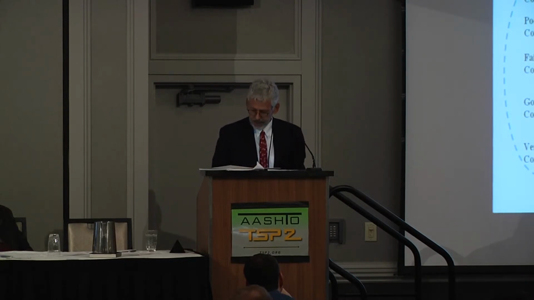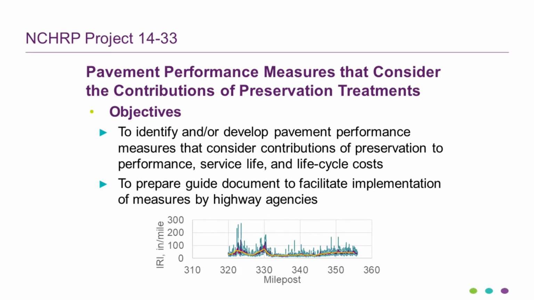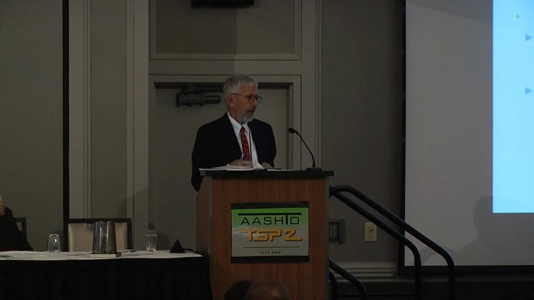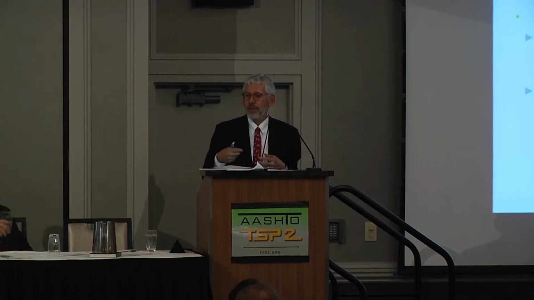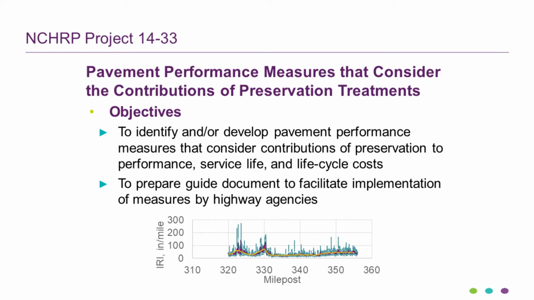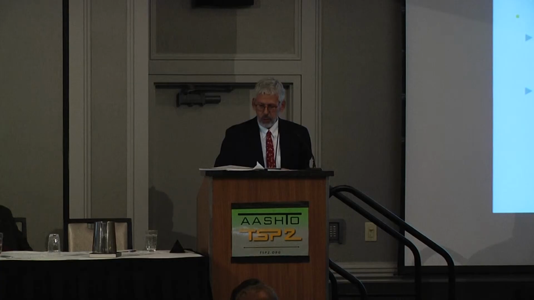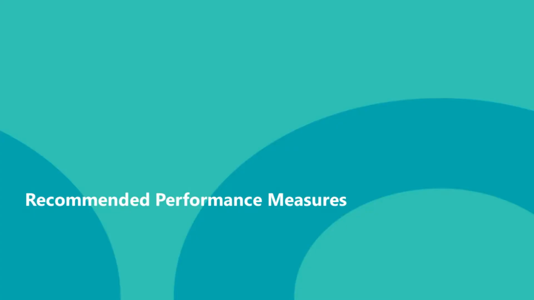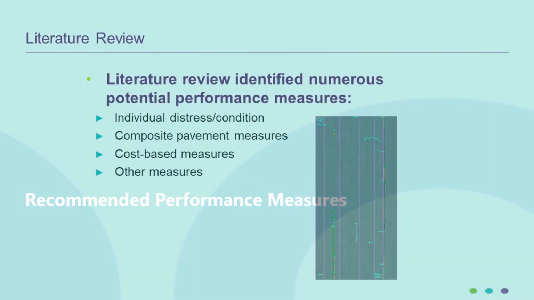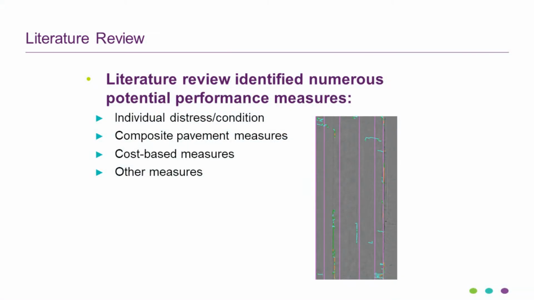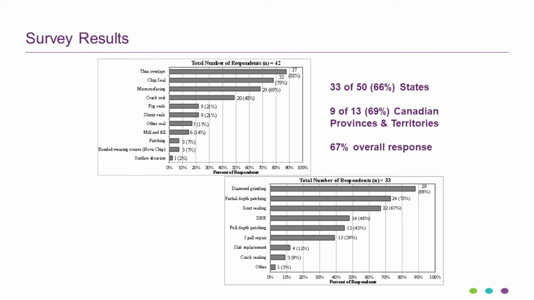Now, with all of this in mind, the objectives of NCHRP Project 1433 were first to identify or to develop performance measures that capture the effects of preservation on performance and therefore on service life and life cycle cost. And number two, to develop guidance to facilitate the implementation of those performance measures. Moving on to the project findings, the first major effort in the project consisted of an information gathering effort, which in turn included a literature review as well as a survey of highway agencies.